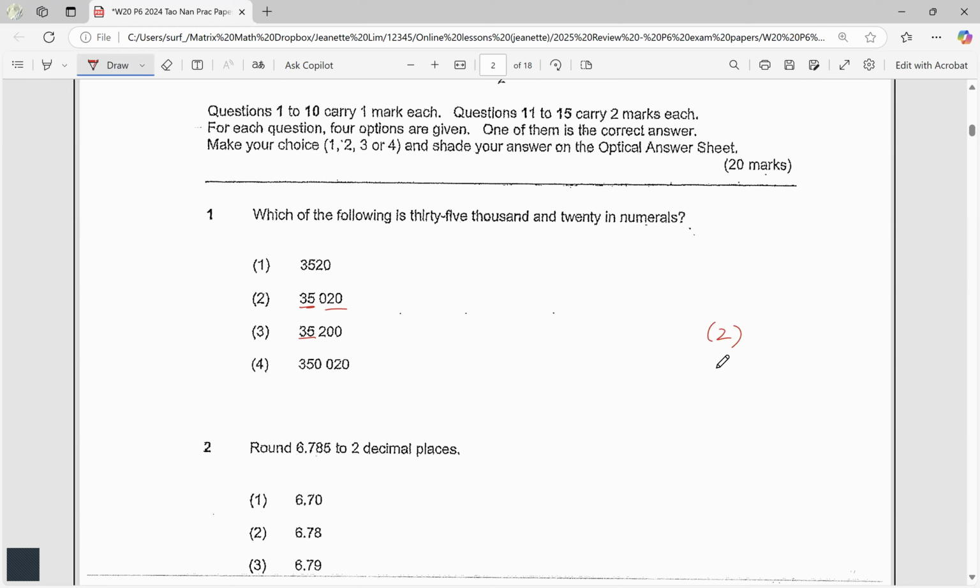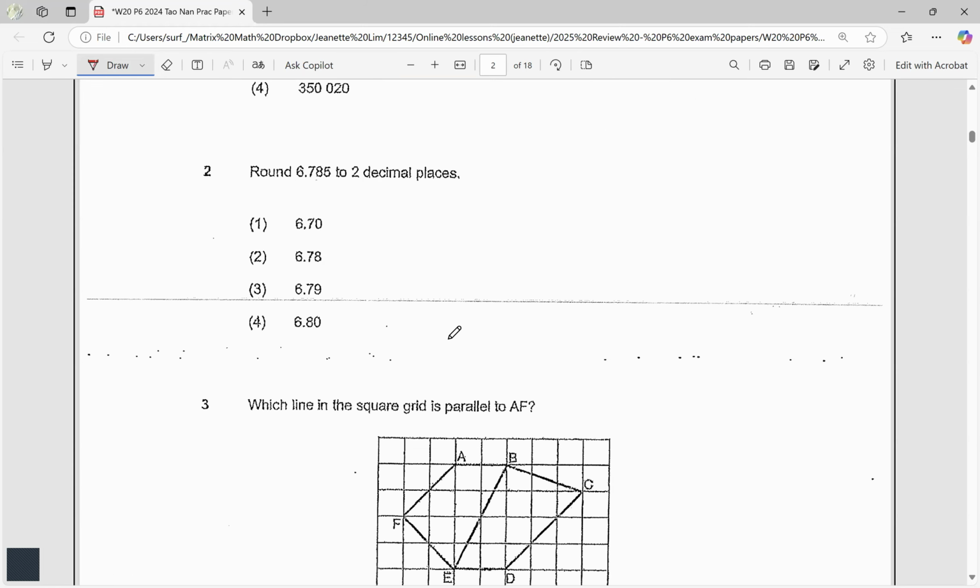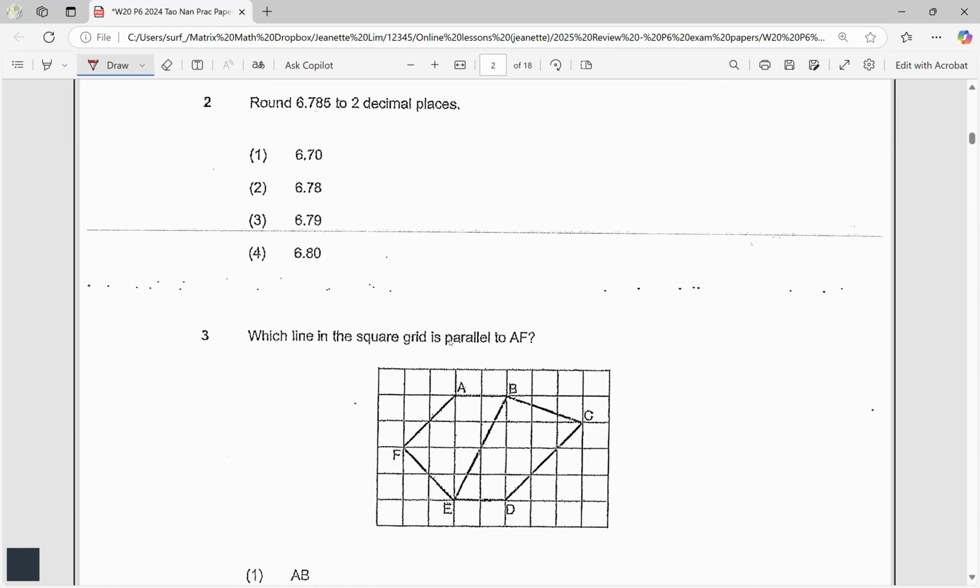Question number 2, round 6.785 to 2 decimal places. So if I have 6.785, 2 decimal places means I'm looking at the second decimal place, which is an 8. So do I keep the 8 or do I round it up to a 9? It depends on the number behind. Because it's a 5, I will be rounding it up to 6.79. Okay, so option 3.